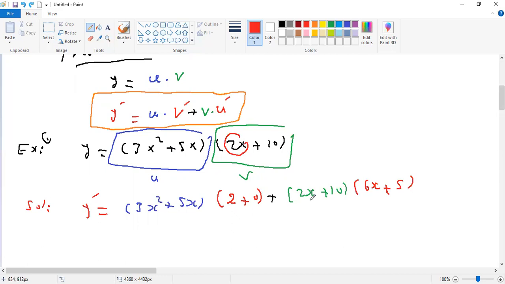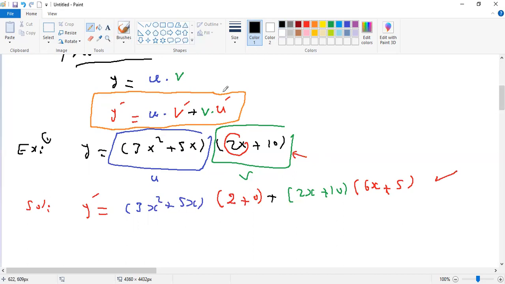Plus u prime times v. So the v, write it the same, 2x plus 10, okay? And multiply by the derivative of the u, the derivative of the first one. So the derivative of 3x squared is 6x plus the derivative of 5x, which is 5. This can be simplified easily, just multiply.